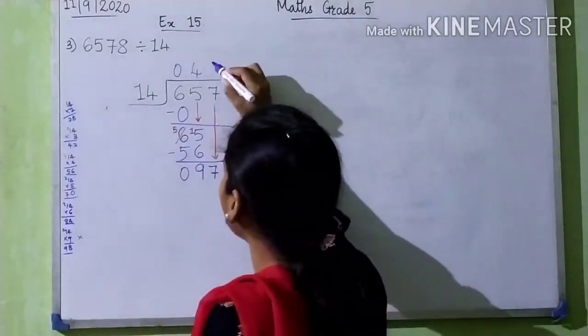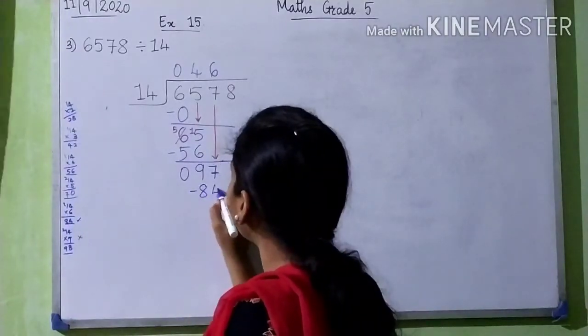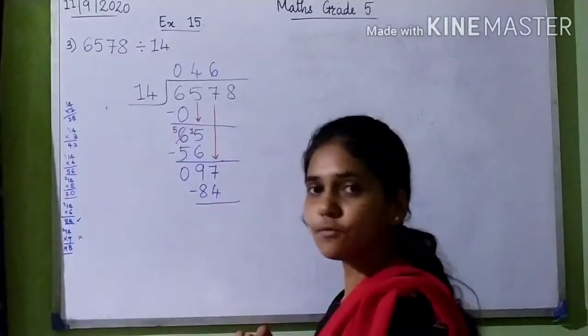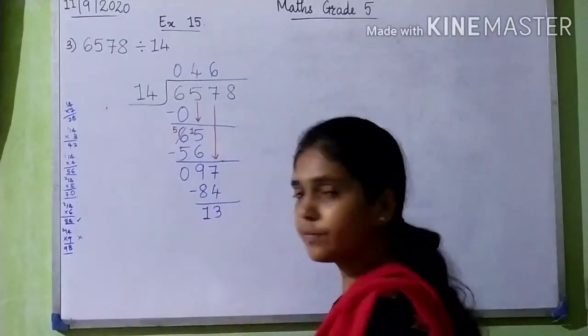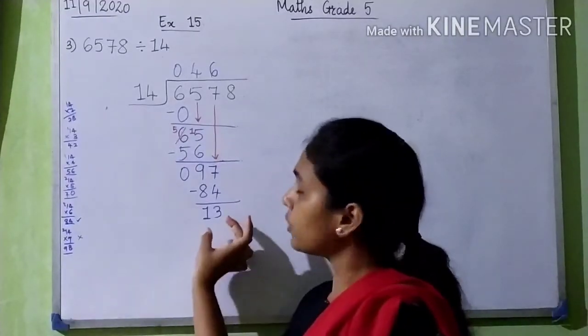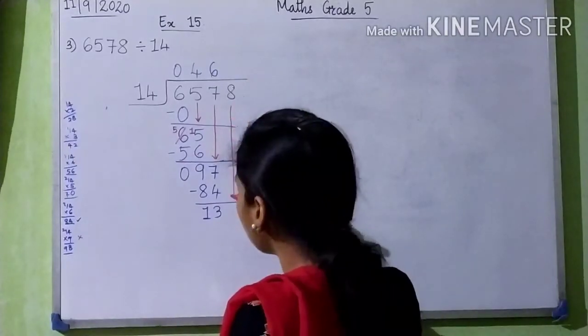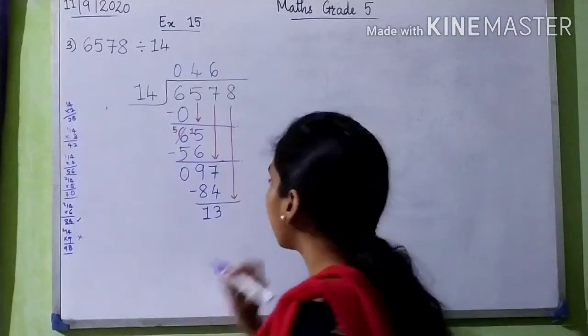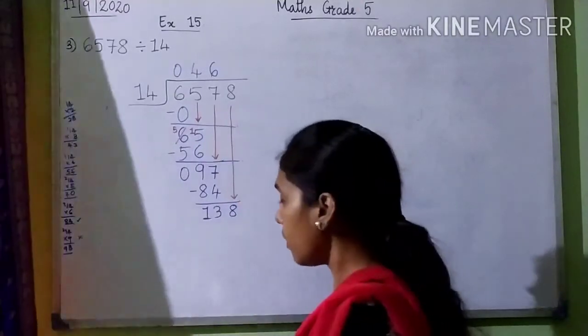So I take 6. 14 into 6 is how much? 84. So I write 84. Now 7 minus 4 is 3, and 9 minus 8 is 1. So I've got 13 now. Even though I've got 13 here, I have to take the next number down, because this is my next step. So I have to take 8 down, and I get 138.